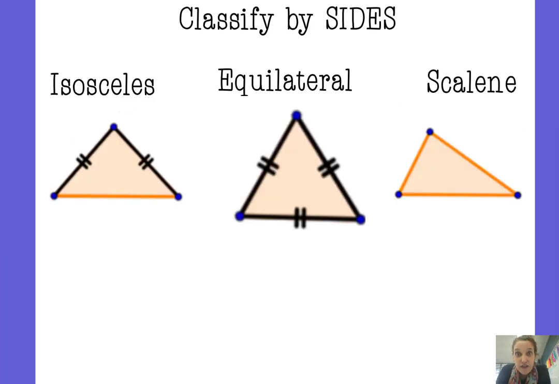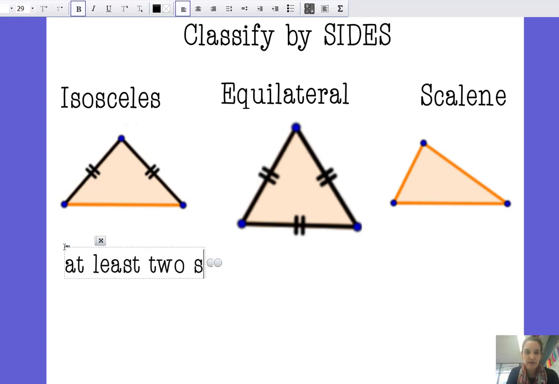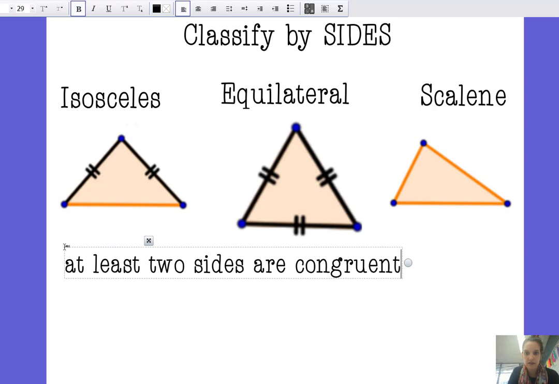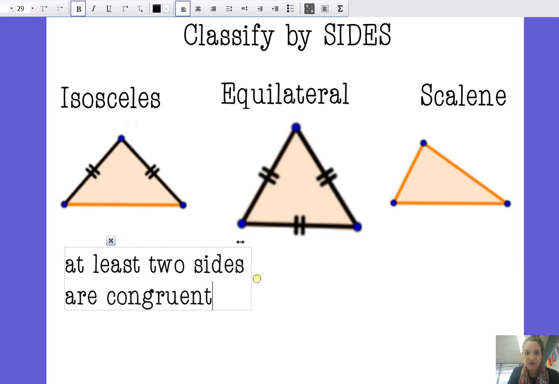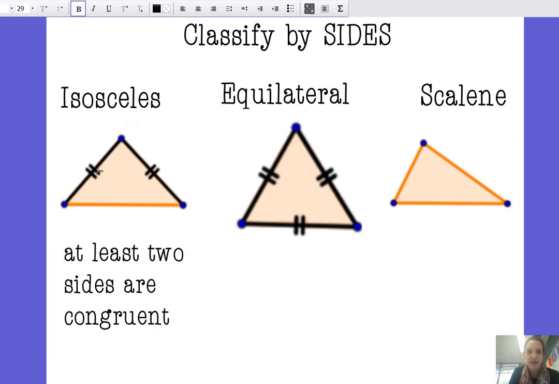Another way we can classify triangles is based on their side lengths. An isosceles triangle has at least 2 sides that are congruent. So in an isosceles triangle, at least 2 of its sides are going to be congruent to each other. If you notice in this picture, 2 of the sides are marked with those little tick marks, those little dashes. So an isosceles triangle has at least 2 of its 3 sides congruent to each other. An equilateral triangle has all 3 sides congruent to each other.